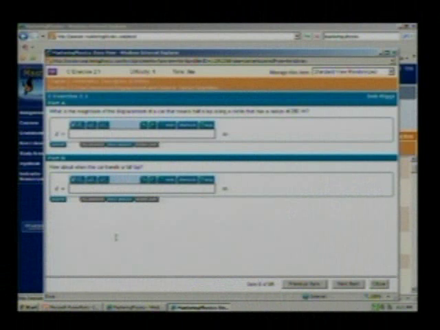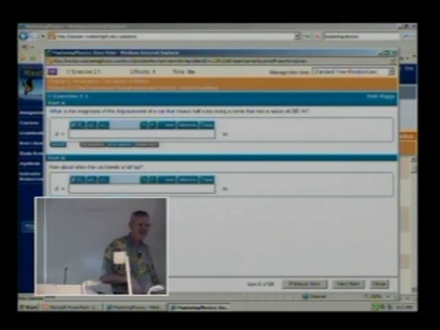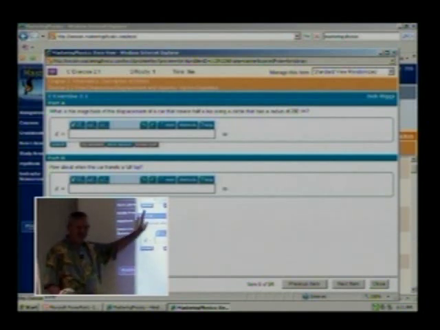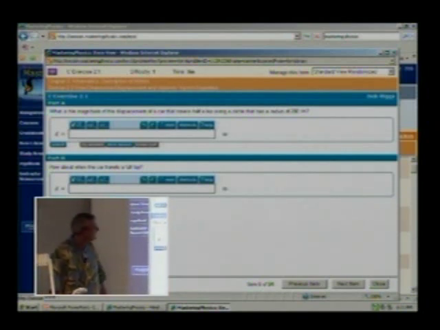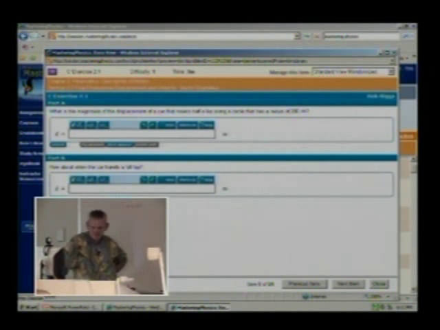All right, now this one's kind of tricky. Think about this for a minute. It says, what is the magnitude, now remember, of the displacement of a car that travels half a lap along a circle that has a radius of 280 meters? What's its displacement? Displacement is a straight line distance. So think about that for a minute. You can work together. It's kind of like a coffee klatch. I'll give you a topic. Rhode Island: it's not a road, it's not an island. Discuss. Go ahead, discuss. Draw a picture if you need to.